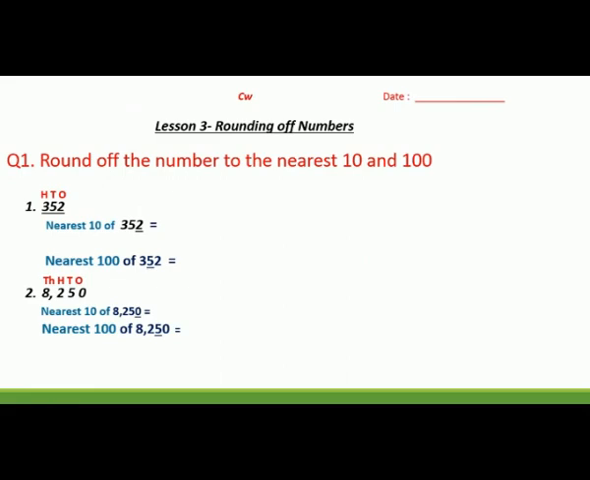Now take out your maths notebook. We are going to do some questions in the notebook. Copy the questions into the notebook and find the answers for both the questions. Let us check the answers. You can check your answers.